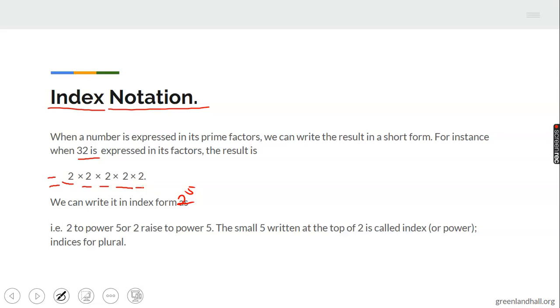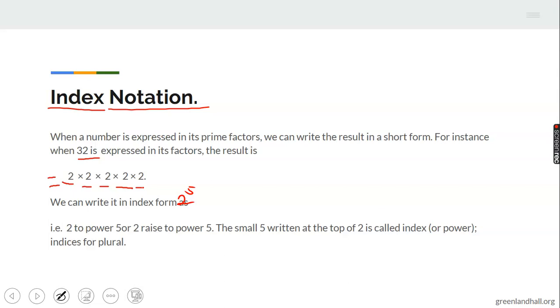So we've broken it down. Instead of saying 16 times 2 is 32, and you know 16, you can still divide 16. So that one is not a prime factor. You must get the numbers that cannot be divisible again. So we have 2 in 5 places, giving us 32. So instead of writing 2 times 2 times 2 times 2 times 2, you can write it in a short form.